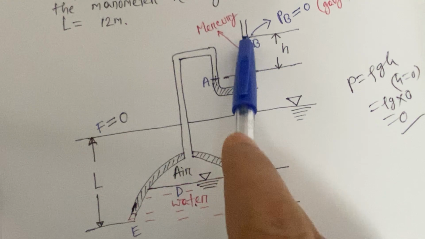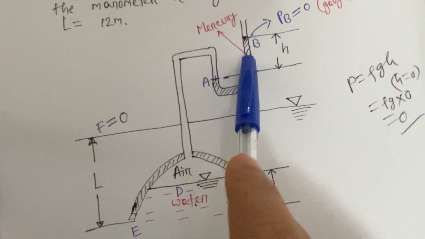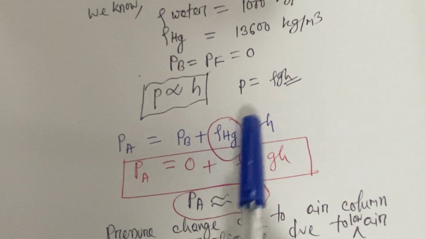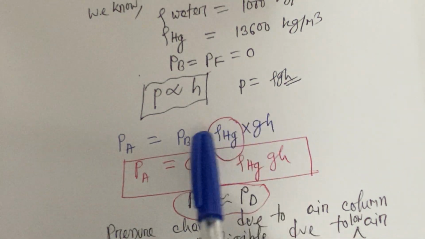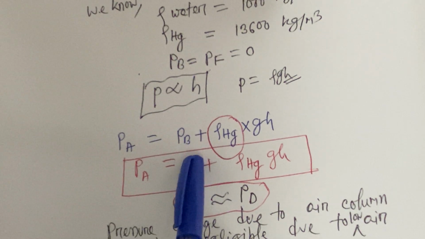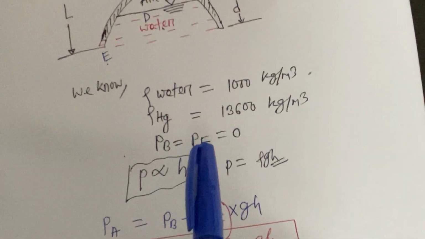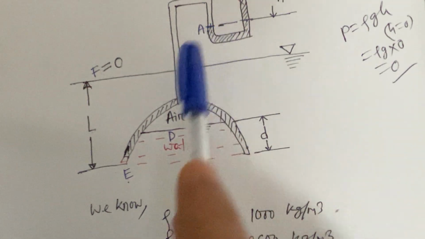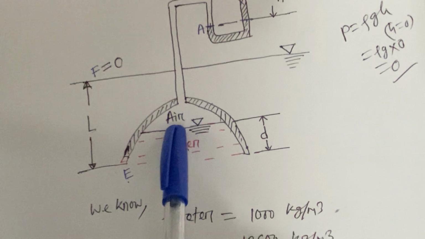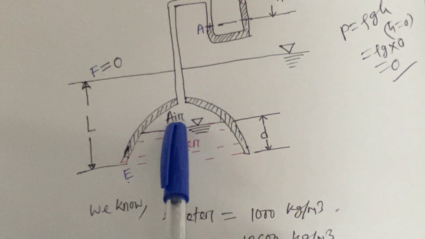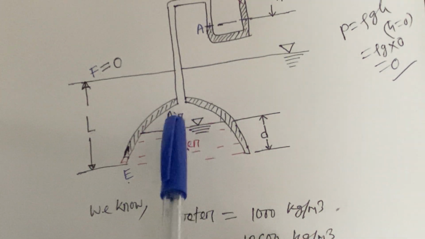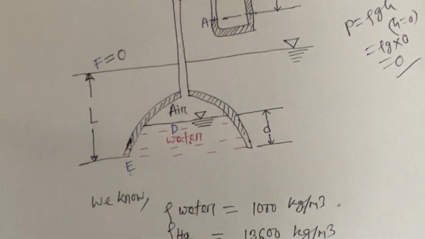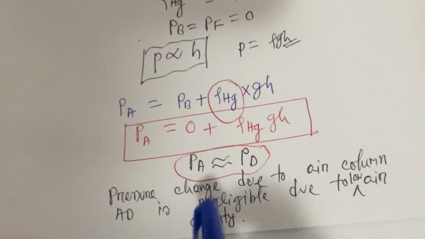So it should be PB plus density of mercury and g H. You see what we wrote here? PA equals PB plus rho g H. But PB, this is the gas pressure, it is 0. And D is a similar surface, like A and D. This is the water-air surface, the open surface, and the pressure difference at A and D is negligible due to the low air density. So we say pressure A equals D.